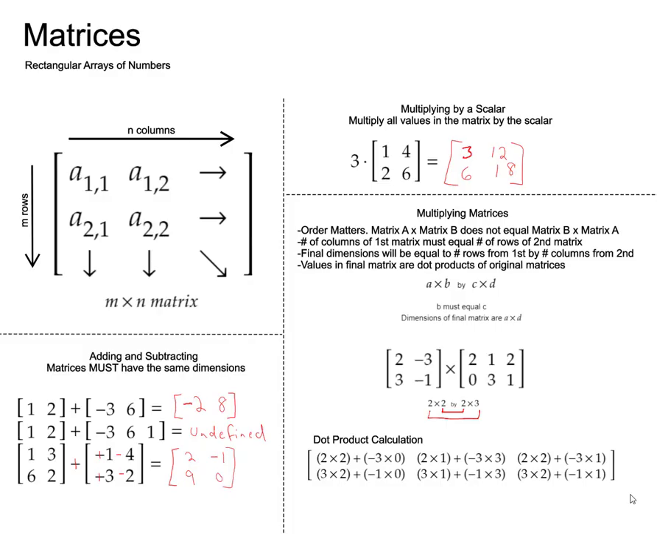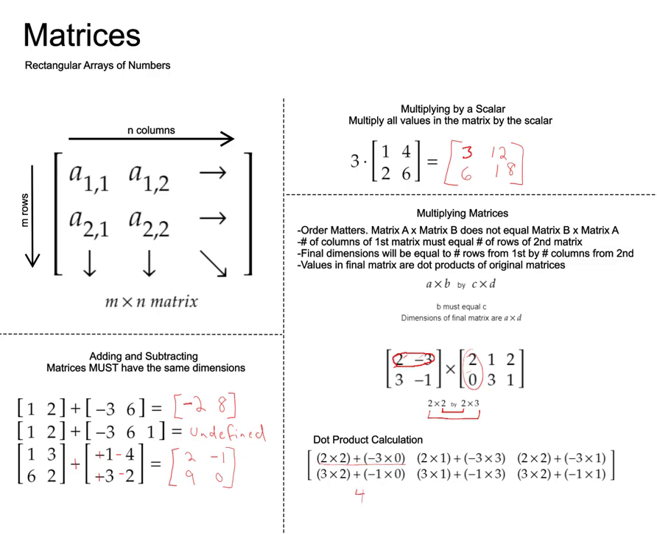Now we can do the dot product calculation. So when we do dot products for matrices, we're going to look at this first row and this first column. For the first value in the new matrix, we're going to take 2 times 2 plus -3 times 0. So we can see that down here. 2 times 2 plus -3 times 0. That's going to give us our first value of 4.